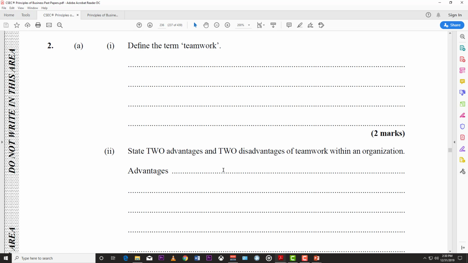Question number 2. Define the term teamwork. Very simple, 2 marks for this one. Define the term teamwork. So let's just jump to the textbook.